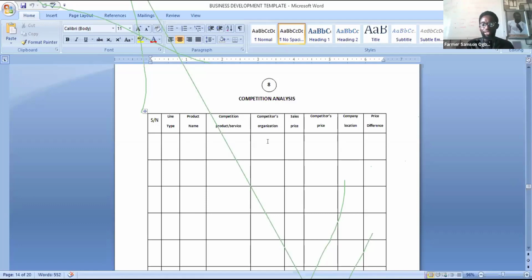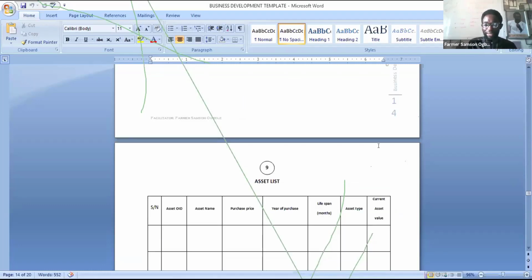What is the organization's name? How much are they selling? How much are you selling? So are you selling for 200 and they are selling for 250? Or are you selling for 200 and they are selling for 150? What is your company's location? The location of your company, and then the price difference. All of these must be stated.